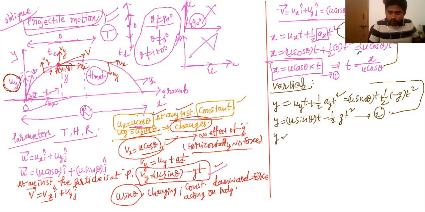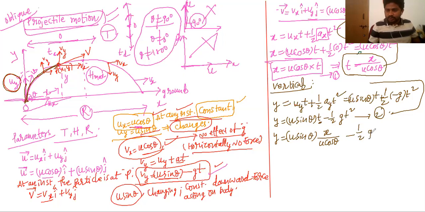The interesting thing I'll tell you, carefully see my dear students. y is equal to u sine theta into t. This t is the time taken by the projectile to move from here to here, right? That we have already found. So I'm substituting this t here: x by u cos theta, minus half into g into t square, that is x square by u square cos square theta.